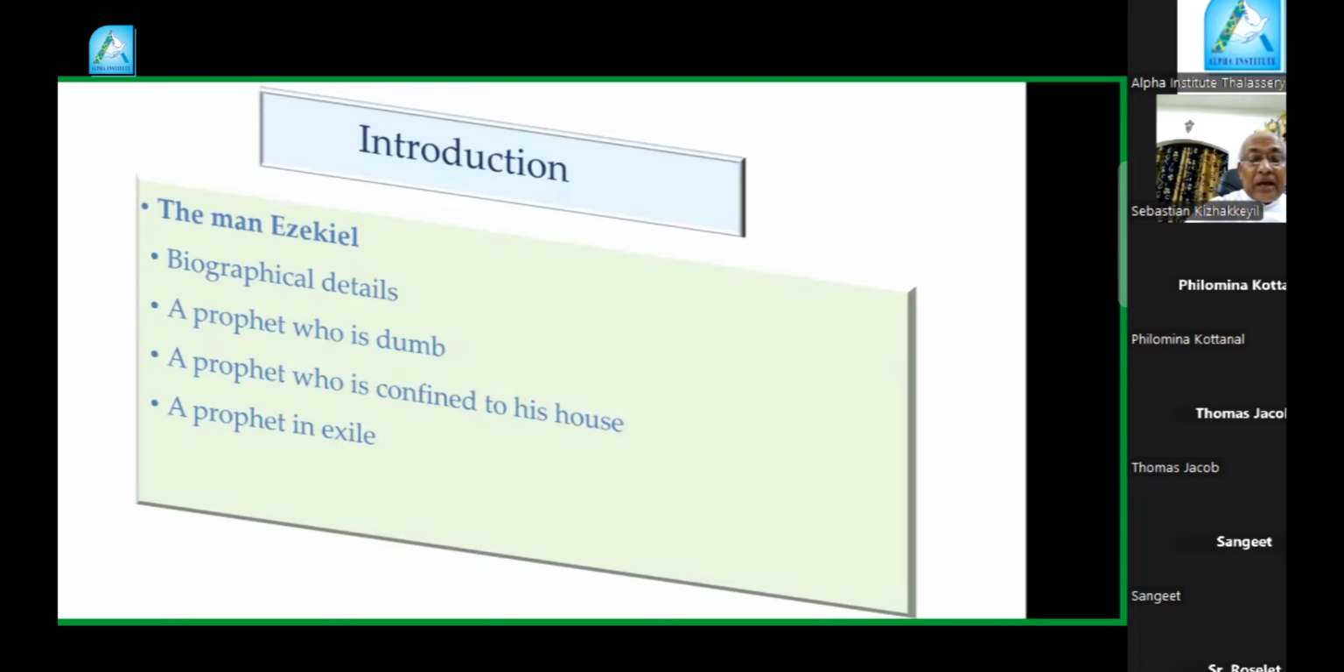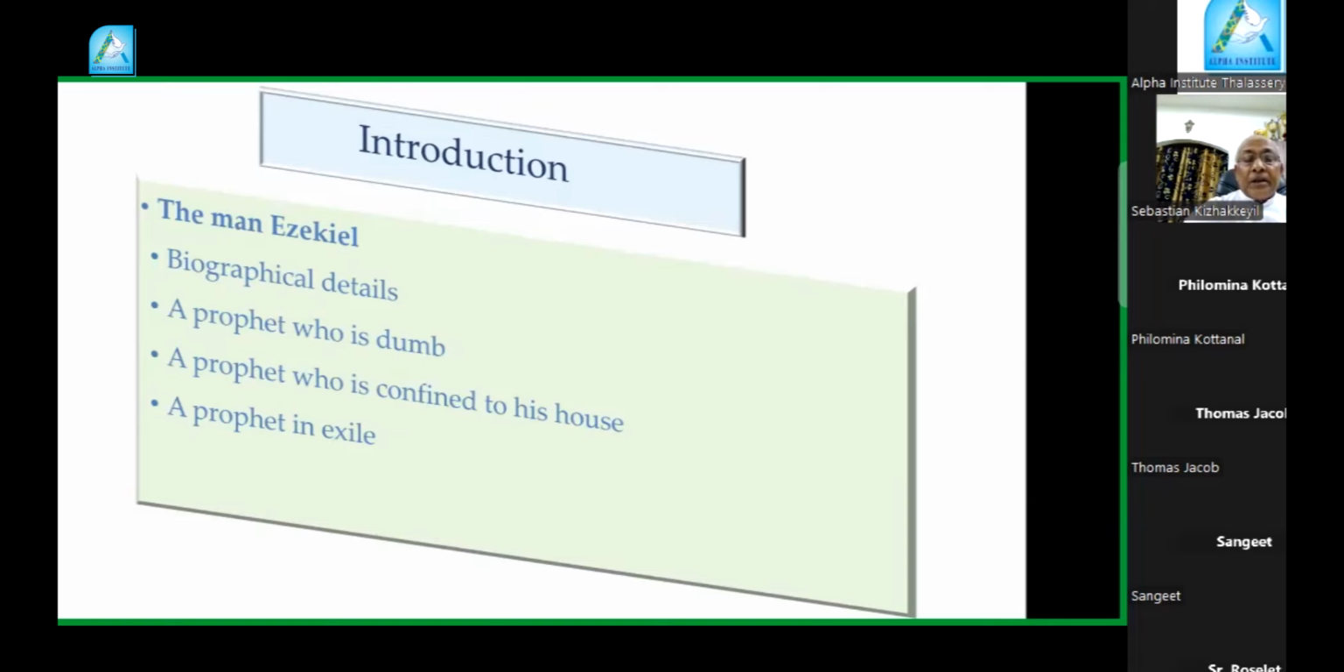Ezekiel 3:25-27. He was struck dumb. And it is said he remained dumb. He regained his capacity to speak only when the news arrived, that is in 33:21-22, when somebody came from Jerusalem, it took almost a year to reach there. And by that time, he heard that Jerusalem fell.